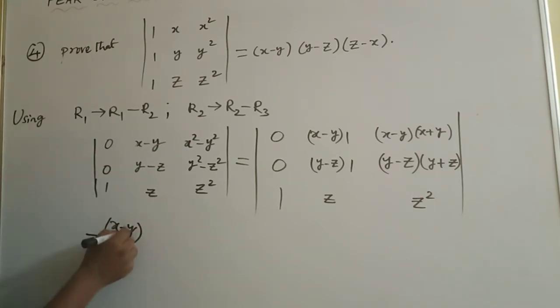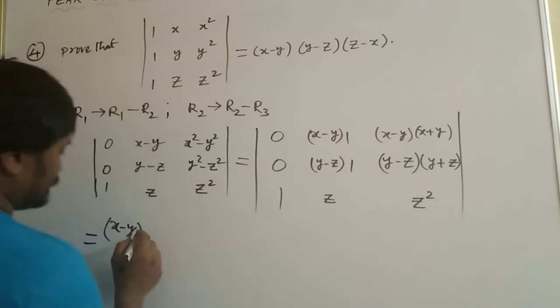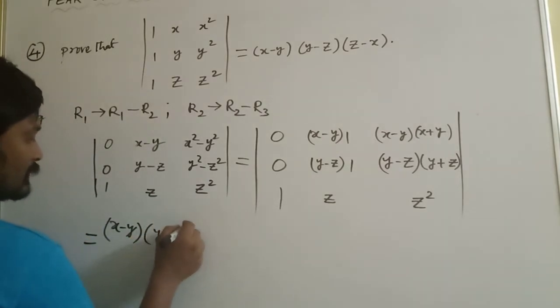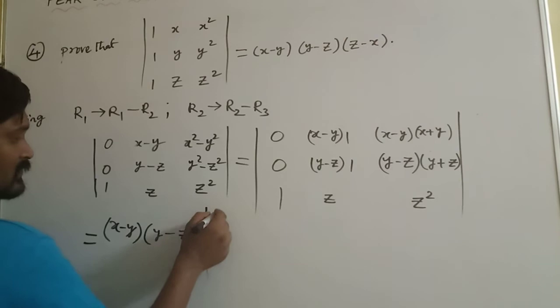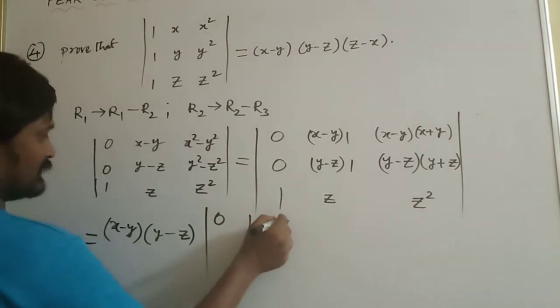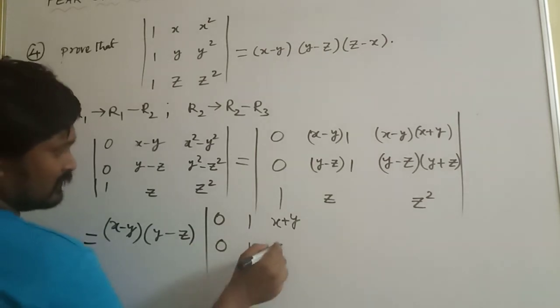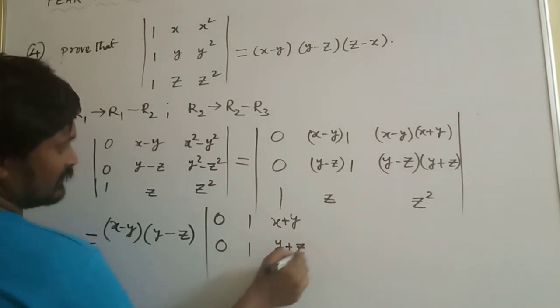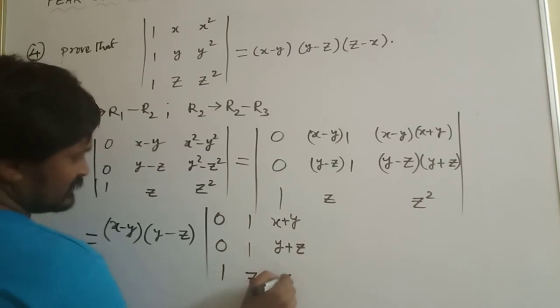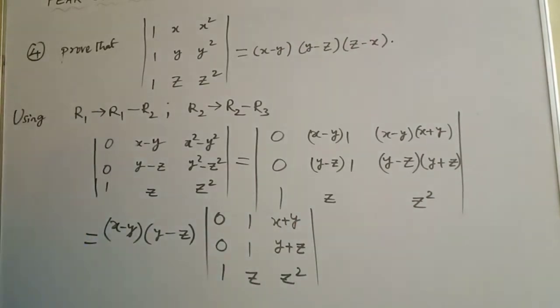Okay. Then second row we will take common y minus z. What is left now? 0, 1, x plus y. 0, 1, y plus z. Next, 1, z square. Right? So now you can expand this first column, because here two zeros are there, then it becomes very easy. So finding the answer is very easy, right?